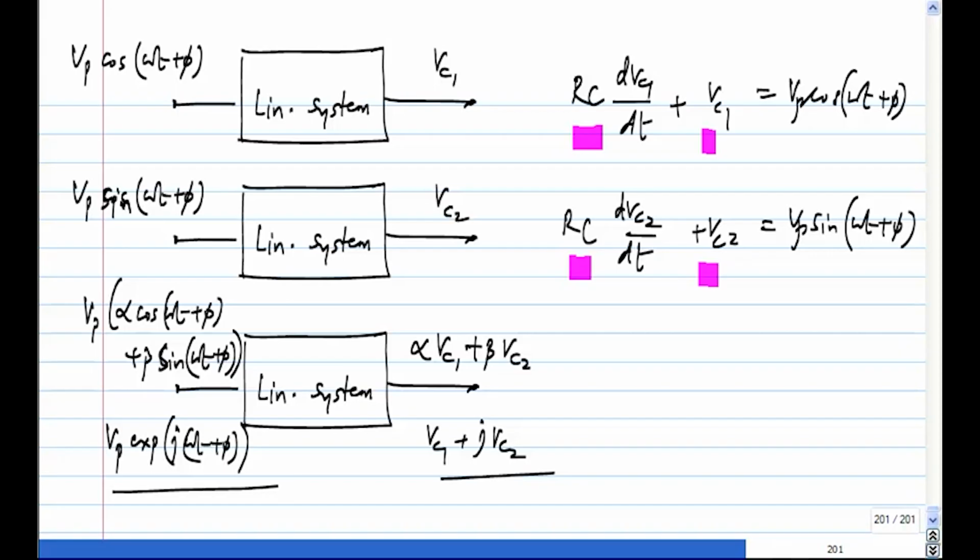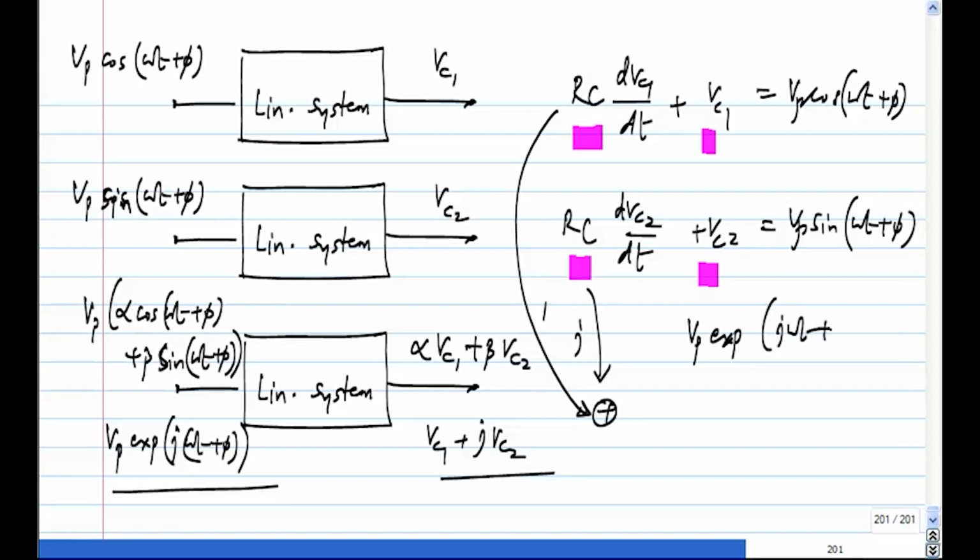The only place we get this square root of minus 1 is where we do the superposition. We multiply this by 1 and we multiply this by j and then we add it up. So the only place where this j appears is when it multiplies this one. Because of that, when you compute the response to Vp exponential j(omega t plus phi), the real part is the response here and the imaginary part is the response there.